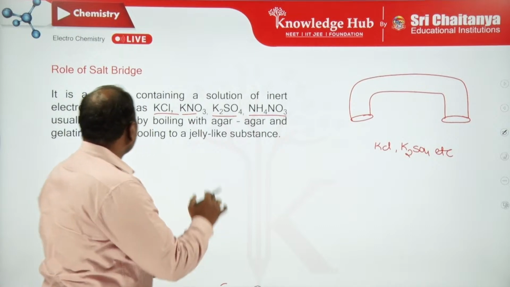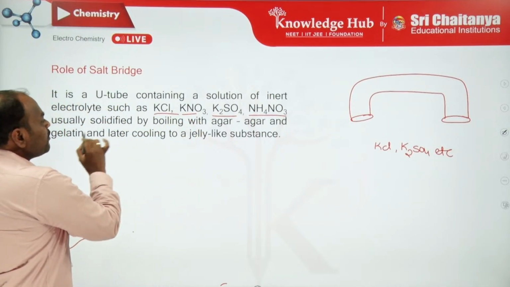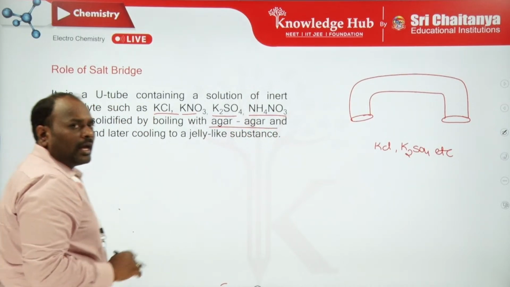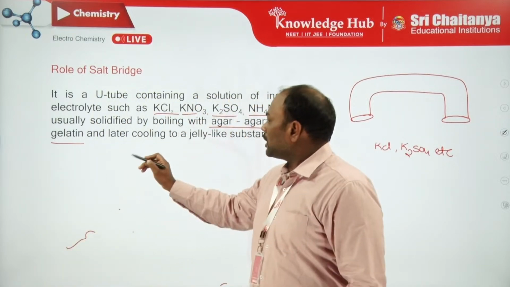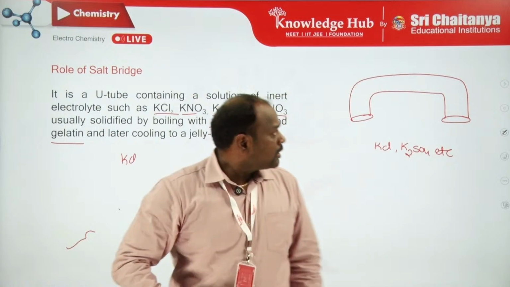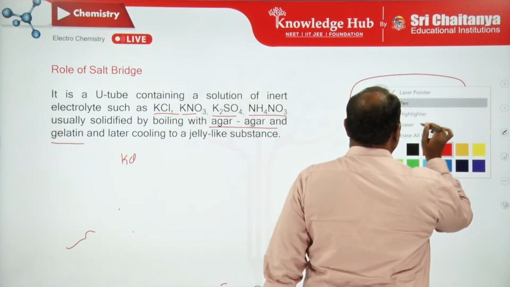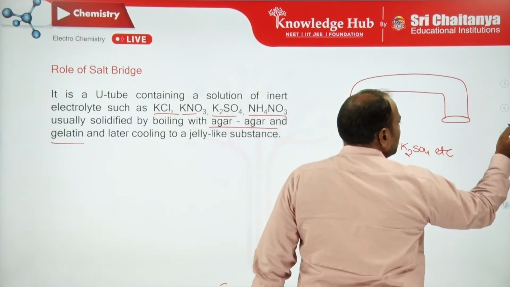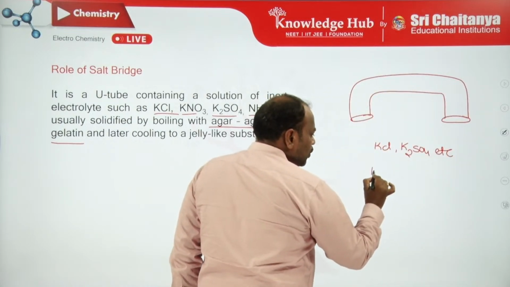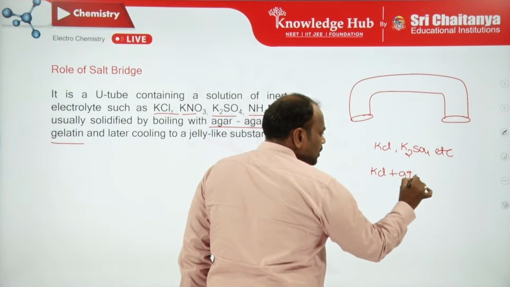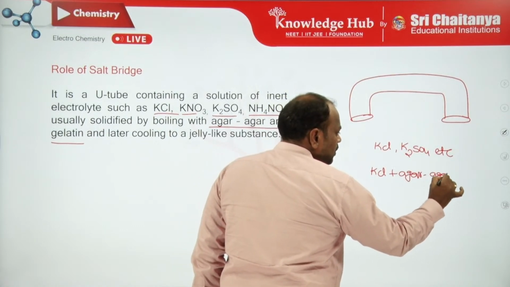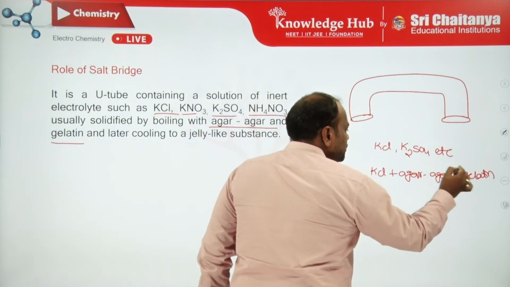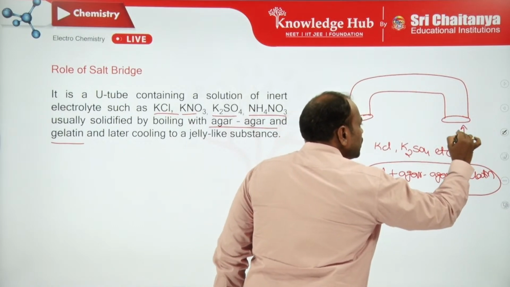Why are we using these? And before that, these are associated with which one? Agar-agar gel and gelatin, a mixture of these components. What is the mixture? Potassium chloride plus agar-agar plus gelatin. This mixture is used in the salt bridge.